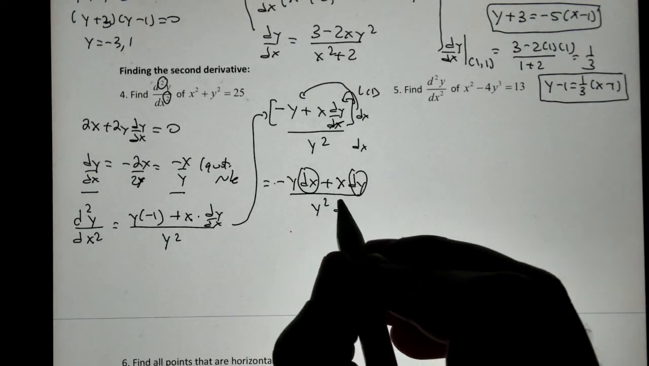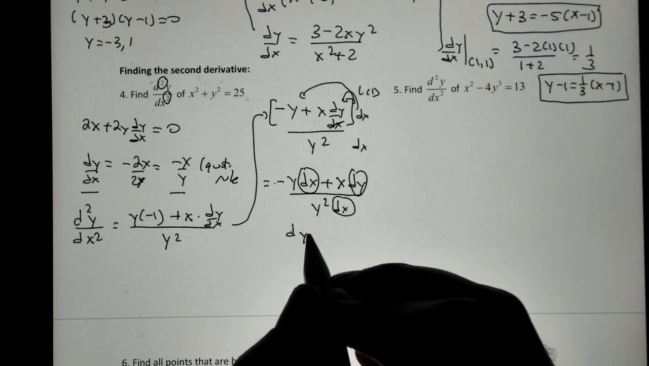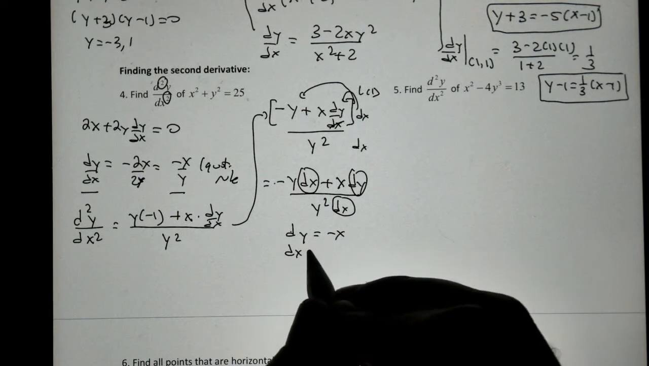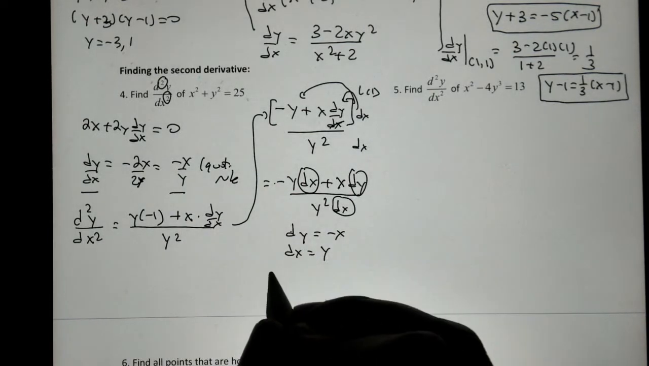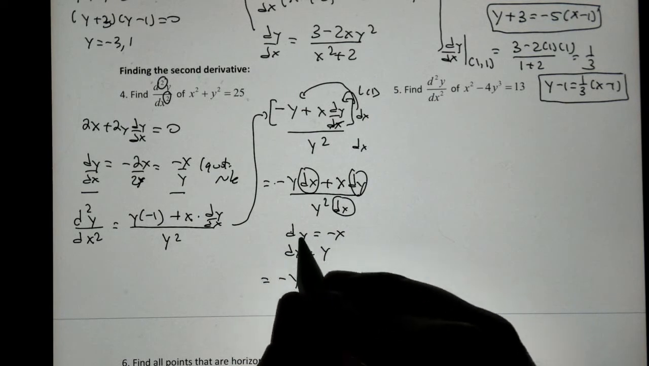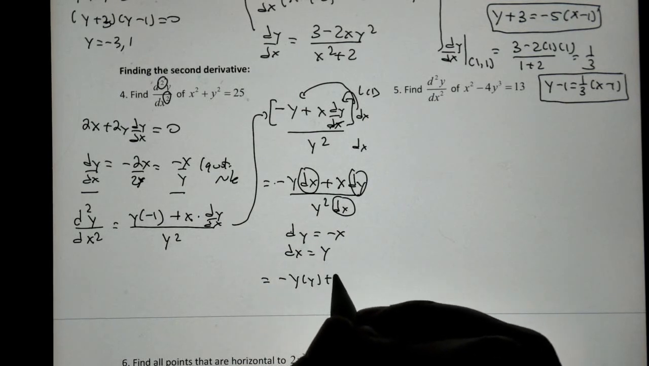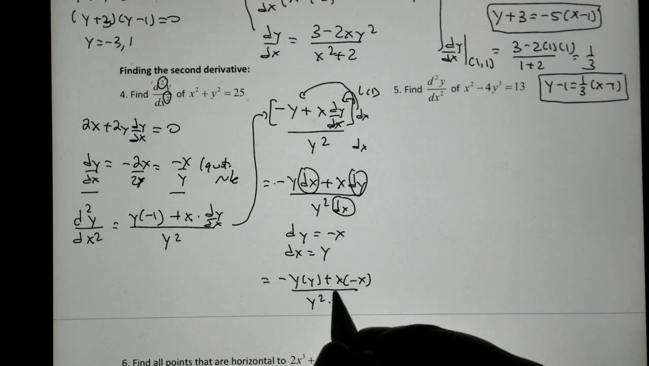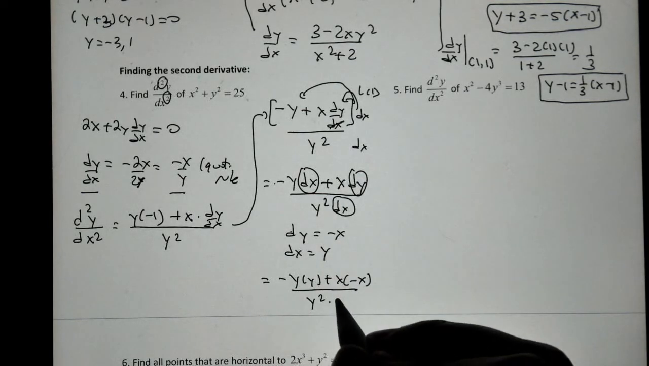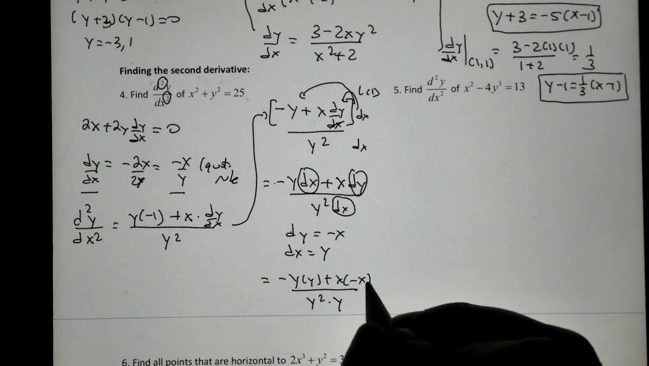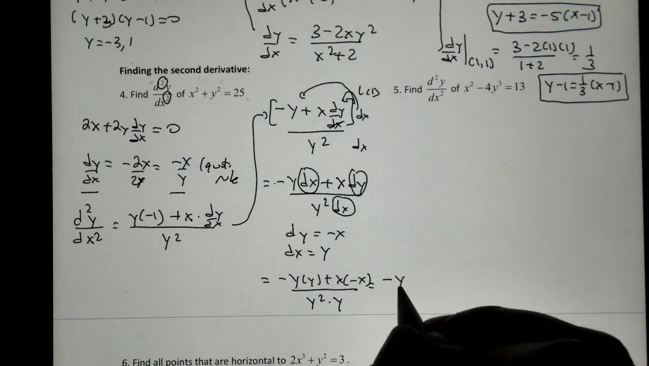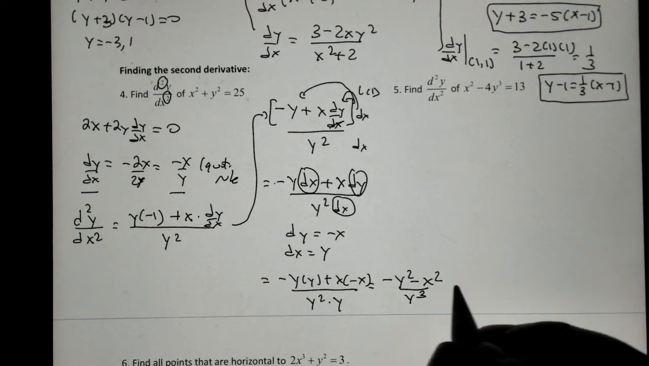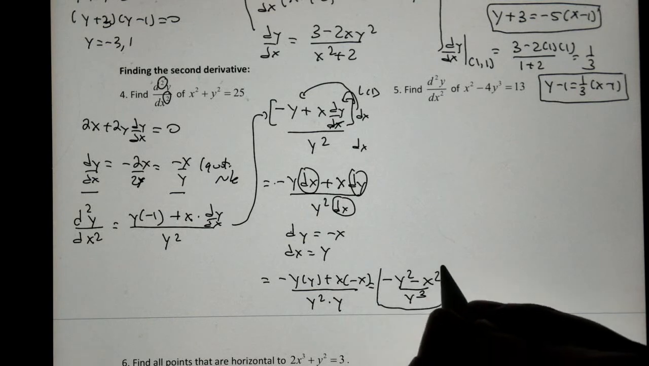But I know something. From my derivative, I know that dy is negative x, and I know that dx is y. I can replace those. So what am I going to get? Negative y dx, which is just y, plus x and dy, which is negative x, over y squared times dx, and dx again is just y. So if I simplify this, I'm going to get negative y squared minus x squared over y cubed. And I can leave it like this. There's my answer.